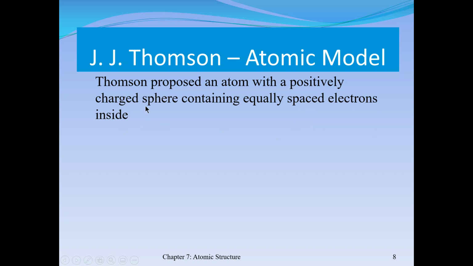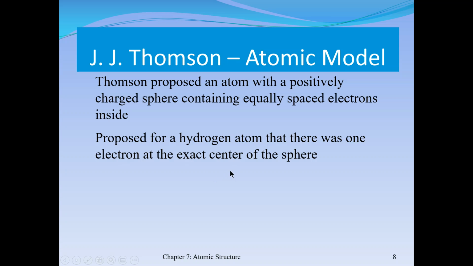Now, let me just say that it was already known that the atom is neutral, and because part of the atom consists of electrons, it stands to reason that the other part will be positively charged, right? The protons, which are responsible for the positive part of the atom, were not yet discovered, but the conclusion was arrived at that if the atom is neutral and the electrons are negatively charged, then some part of it must be positively charged. So J.J. Thomson's idea of the atom is that the positive part is a large sphere and the electrons are equally spaced within that sphere.